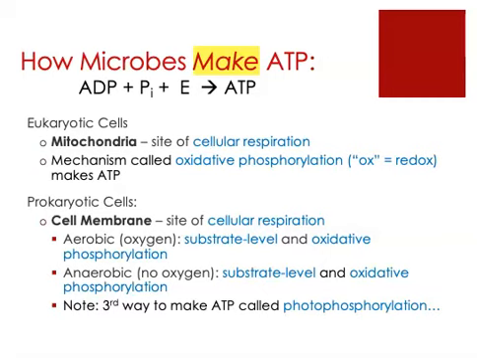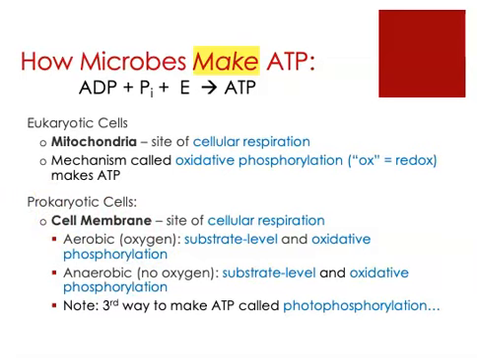Prokaryotic cells, bacteria and archaea, can do aerobic cellular respiration. In other words, they can do this in the presence of oxygen, and they actually use two processes to make ATP this way. They use oxidative phosphorylation again, and they use a process called substrate level phosphorylation. If you've never heard of that before, don't worry. We will talk through it.